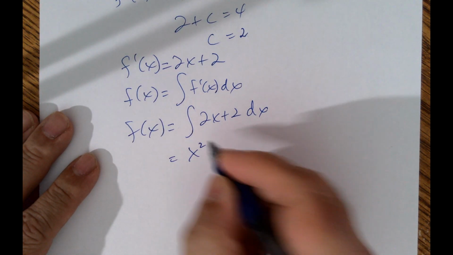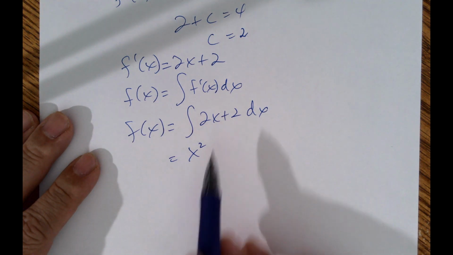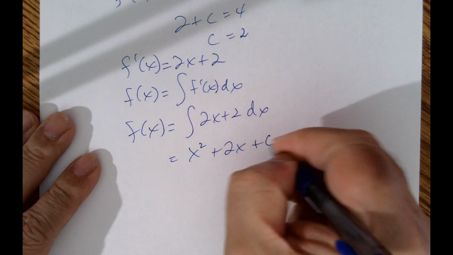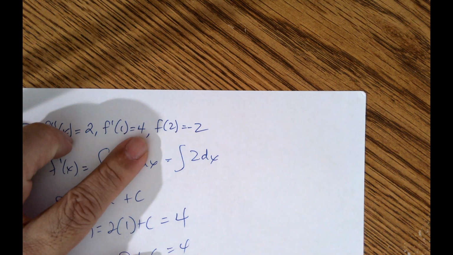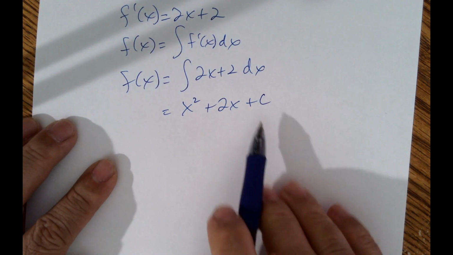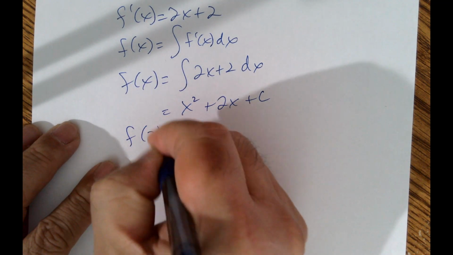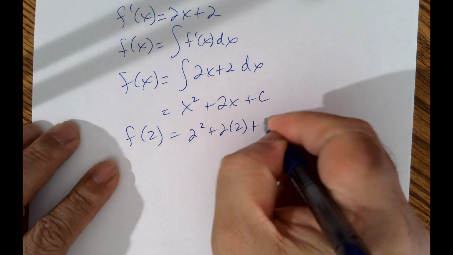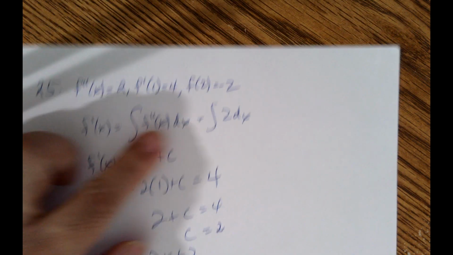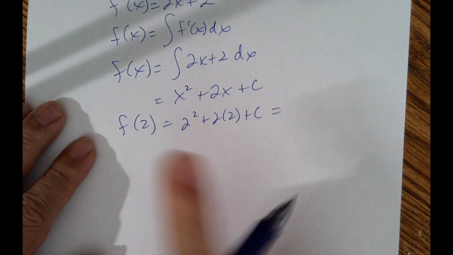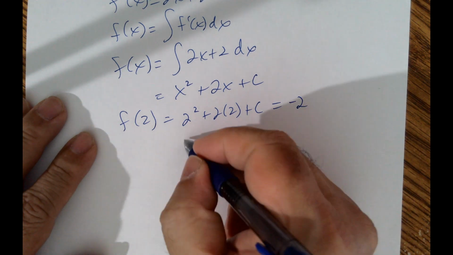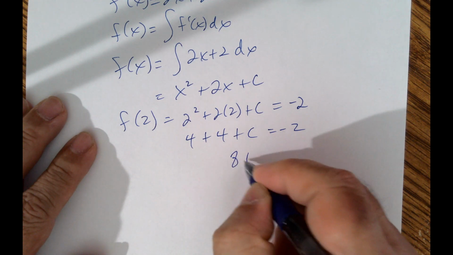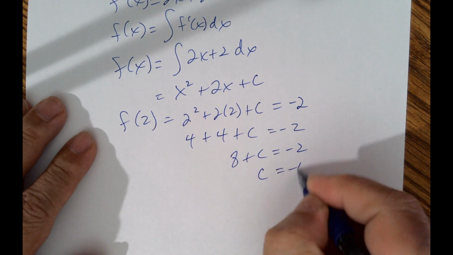So that's x squared, right? Add 1 to the exponent, divide by the new exponent. When I divide by 2, that 2 goes away. 2x plus a constant. They give us this information, that f of 2 equals negative 2, to help us find c. So f of 2, that means you plug in 2 for x, so it's 2 squared plus 2 times 2 plus c. But when I plug in 2, I'm supposed to get negative 2. So that's 4 plus 4, 8 plus c equals negative 2. And c equals negative 10.